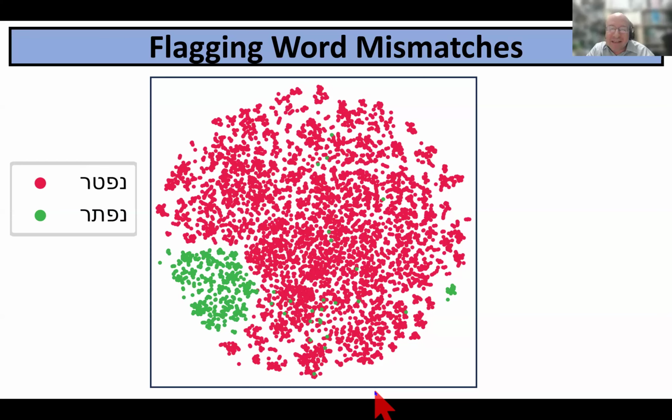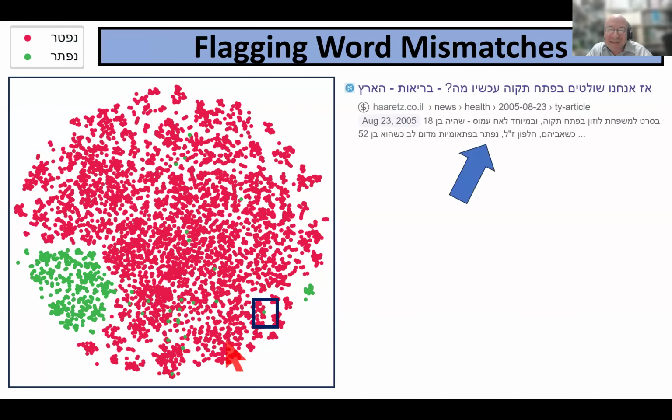But what's interesting is that we have cases, see these little green dots in the middle of the red? If we take one of those green dots and look at it, I just took one at random and clicked on it, and it was a piece from the Haaretz newspaper where they said, when their father Chalfon died suddenly. It's from 2005, but it's still there on Google. I found it yesterday. It's still there live on their site.